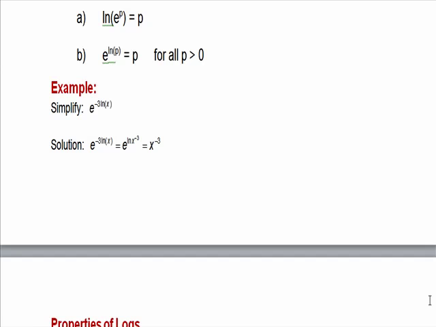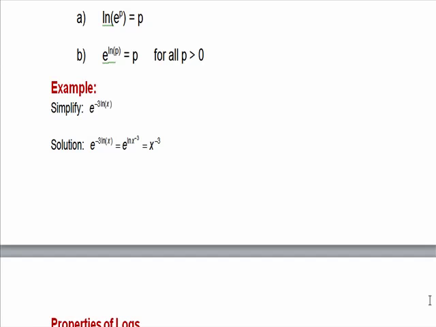E to the negative 3 natural log of x: one of the properties we're going to expand on says that we could take that negative 3 and bring it back up onto the natural log of x. And so e to the negative 3 natural log of x, we could rewrite as e to the natural log of x to the negative 3rd. Now we're in the form of our property b up above, and so e and the natural log cancel each other out, and we get x to the negative 3.